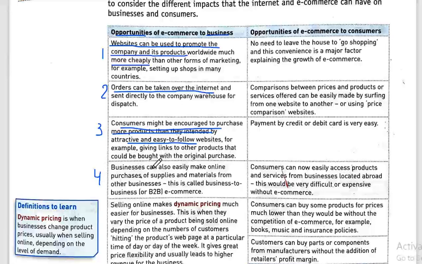Number four, businesses can also easily make online purchases of supplies and material from other businesses. I'm not just buying and selling from individuals. I can do B2B, which is selling and buying from businesses as well, especially suppliers. I can buy over the internet, let's say, raw materials and components as well.